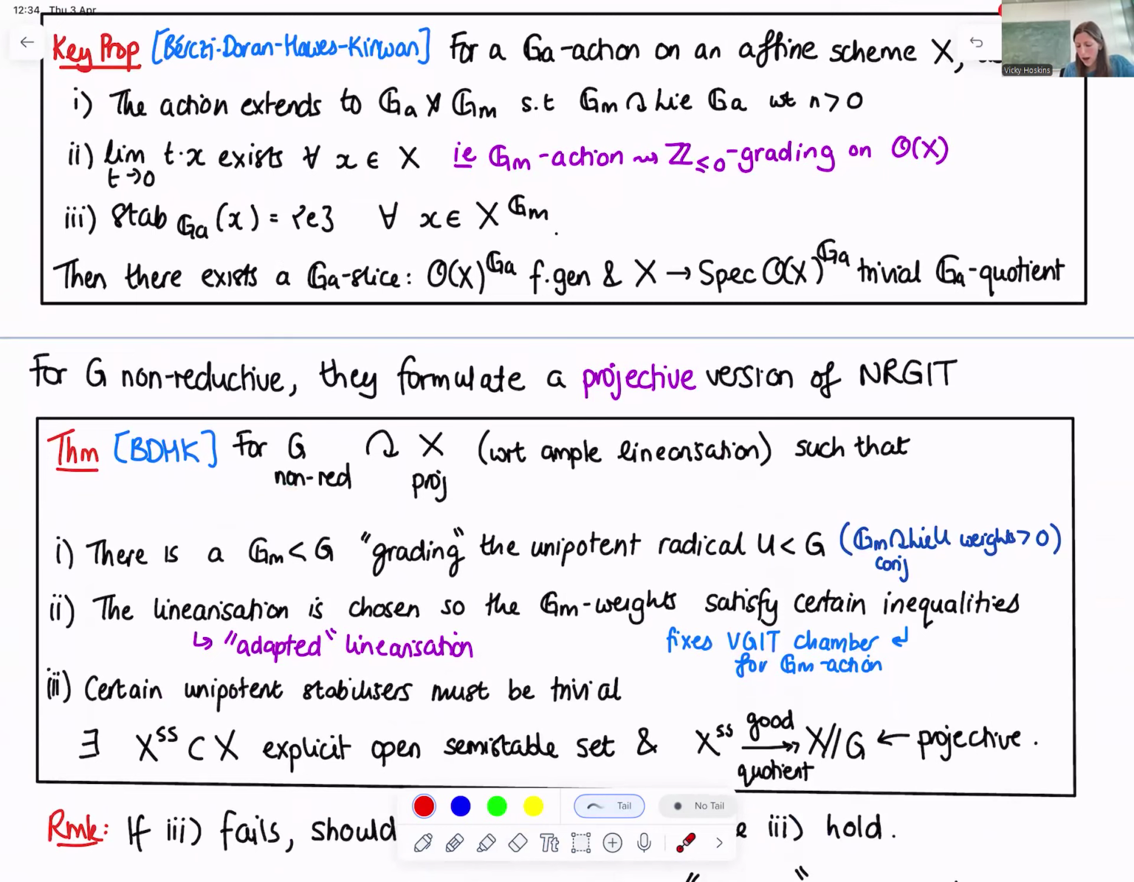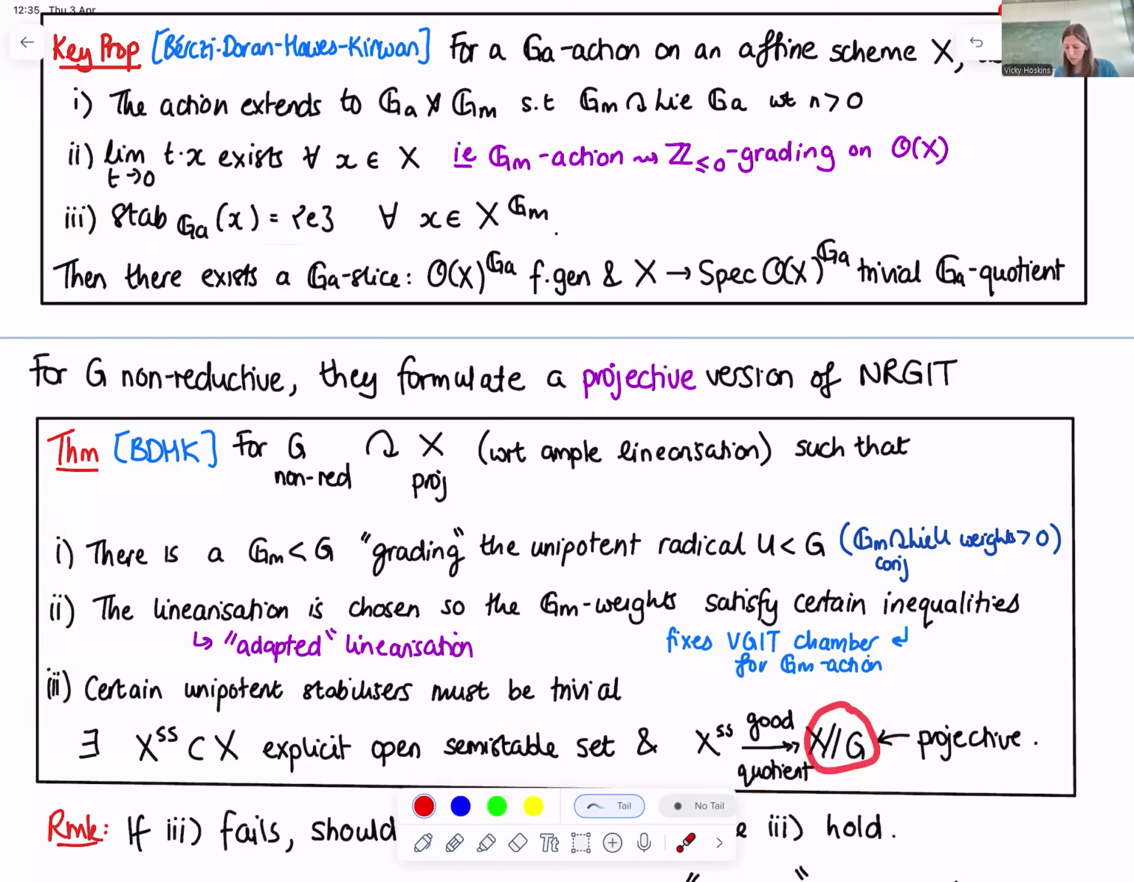And so 1, 2, and 3 here really correspond to 1, 2, and 3 here in this affine version. Then they prove that there is an open semi-stable set, and you get a good quotient of this, and this good quotient is projective. So this is really nice. But the difficult thing is that this condition that certain unipotent stabilizers must be trivial is very difficult to arrange. The graded thing is not so difficult to arrange, but this unipotent stabilizer condition is really restrictive.